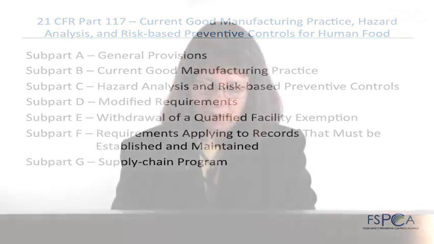So who's covered by this regulation? Well, first let me say that it's a prohibited act for facilities that manufacture, process, pack, or hold food for sale in the United States that are required to comply with Section 418 to operate if they are not in compliance with Section 418 of the Food, Drug, and Cosmetic Act or with Subparts C, D, E, or F of Part 117. Section 418 and Subparts C, D, E, and F of Part 117 apply to facilities that are required to register with FDA under Section 415 of the Food, Drug, and Cosmetic Act.